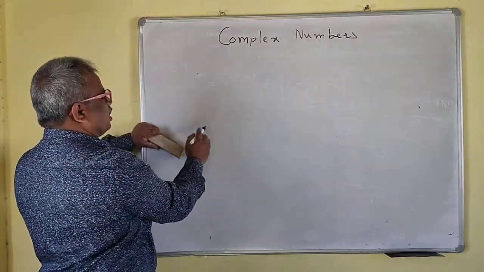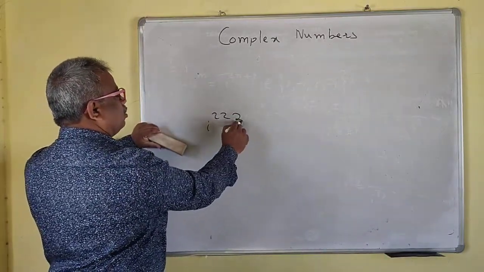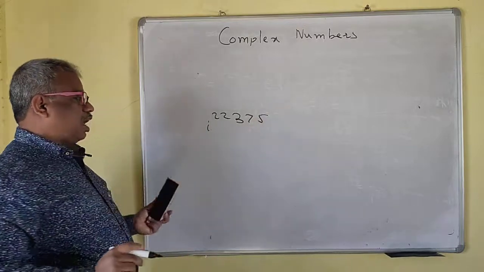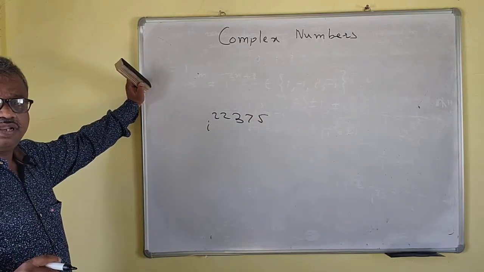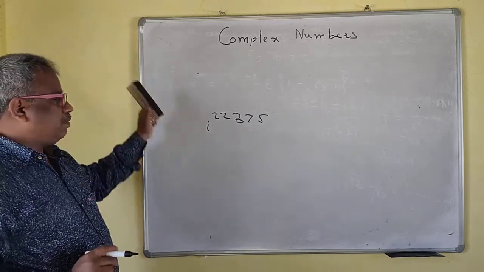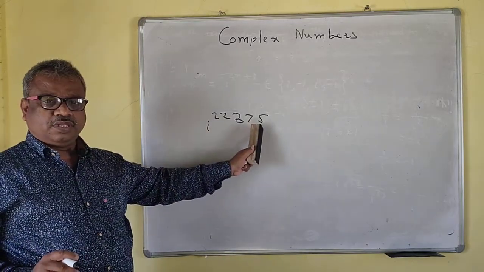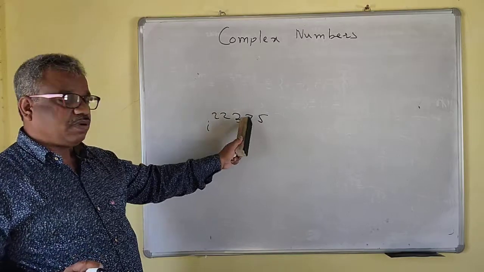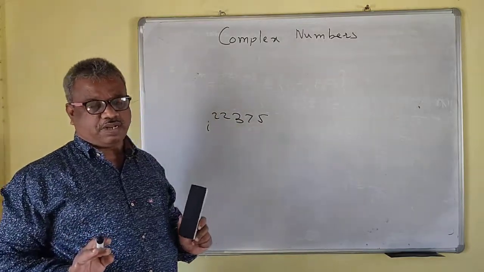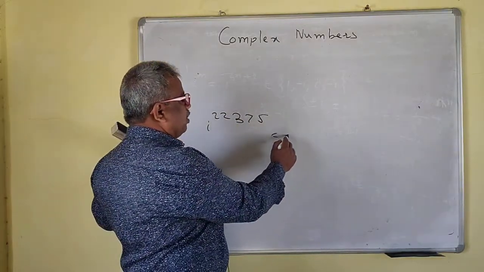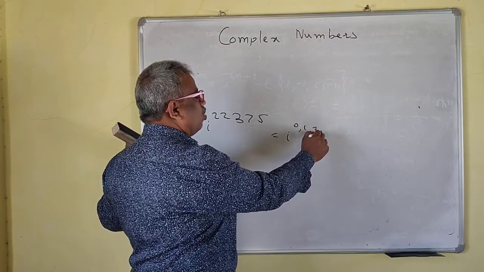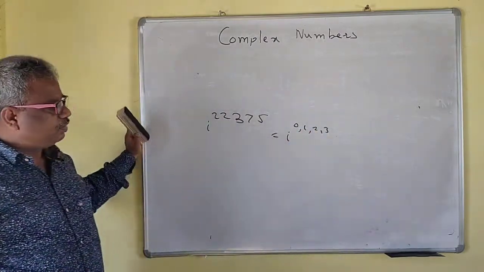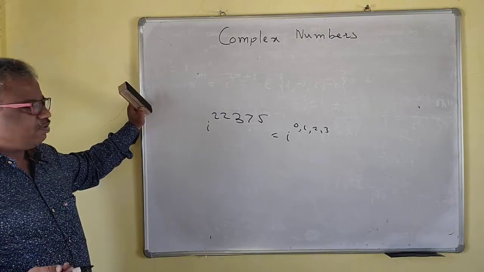For exercise, find i to the power 22,375. What you have to do is just divide this number by 4 and find the remainder. This remainder may be 0, 1, 2 or 3, one of these. That will be the power. It is very easy, you can find this.